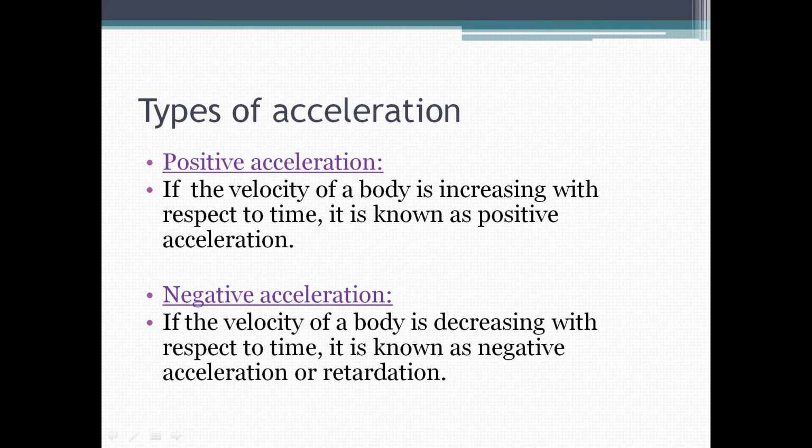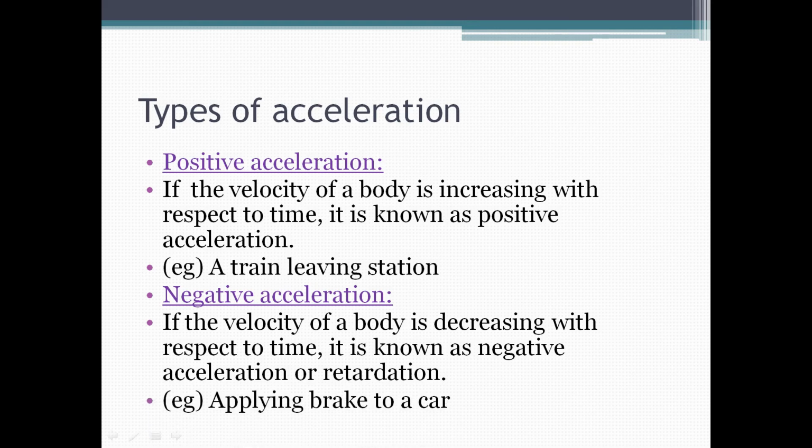Now there are types of acceleration. Positive acceleration means if the velocity of a body is increasing with respect to time, we call it positive acceleration. For example, a train leaving station. Negative acceleration: if the velocity of a body is decreasing with respect to time, it is known as negative acceleration or retardation. For example, applying brake to a car.